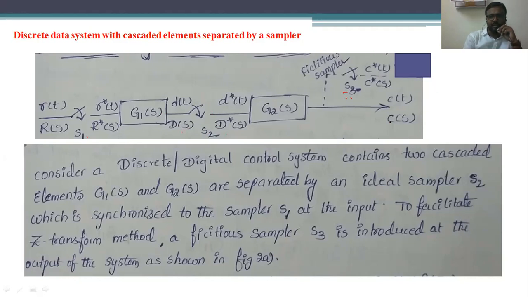And finally, the output of this particular cascaded element is nothing but C of S. Whenever C of S is given as an input to the sampler, it is going to be converted into C star of S. That means for this we are going to frame the pulse transfer function H of Z is equal to C of Z divided by R of Z. That means we are going to frame the relationship between C of Z and R of Z.